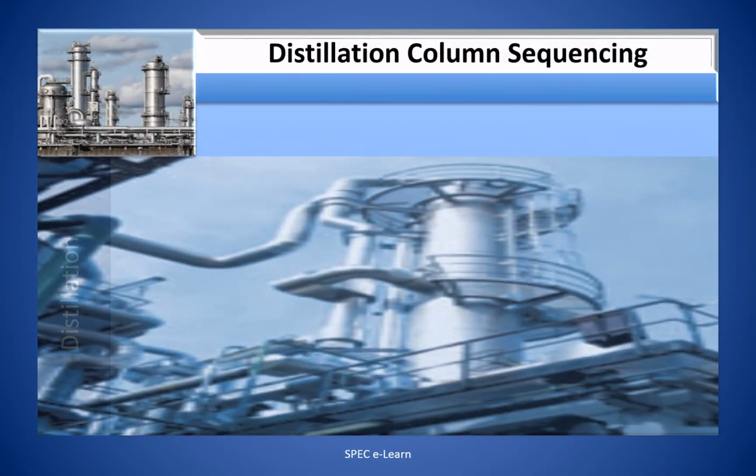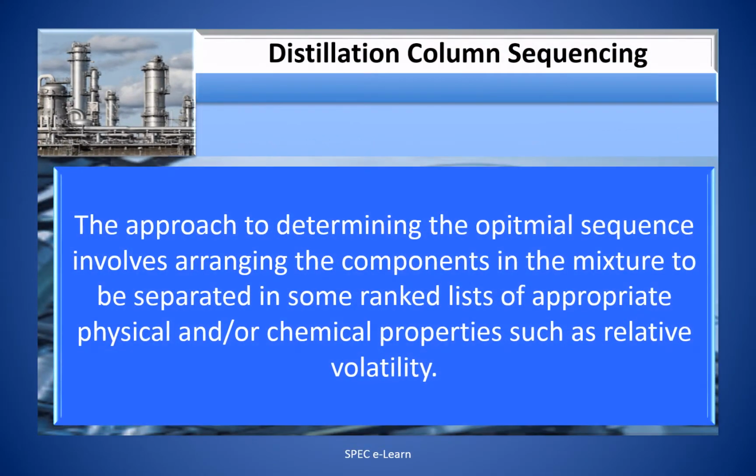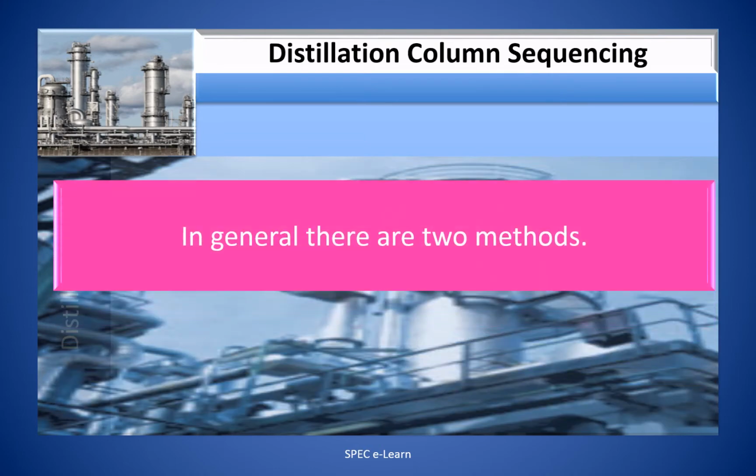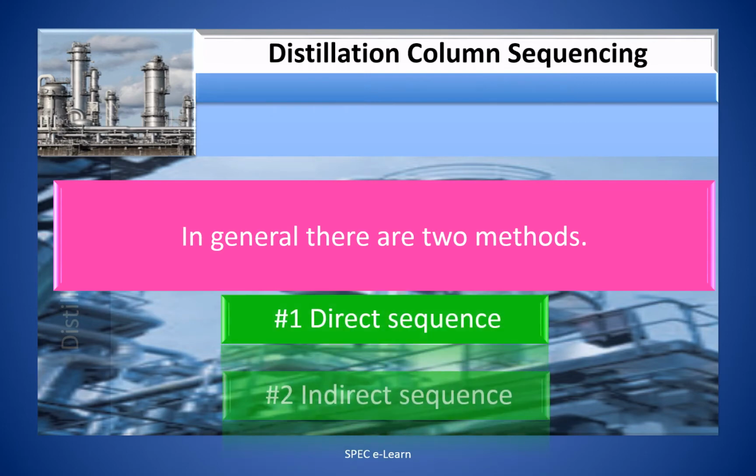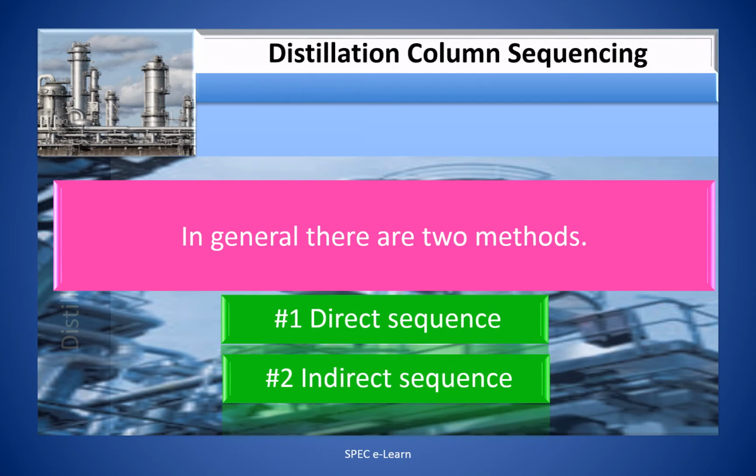The approach to determining the optimal sequence involves arranging the components in the mixer to be separated in some ranked list of appropriate physical or chemical properties such as relative volatility. In general, there are two methods: 1. Direct sequence. 2. Indirect sequence.